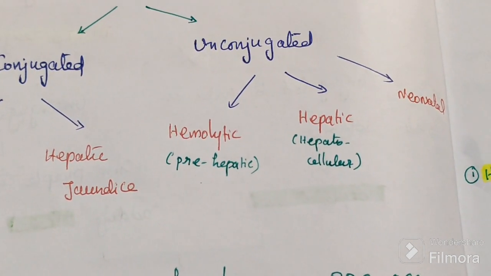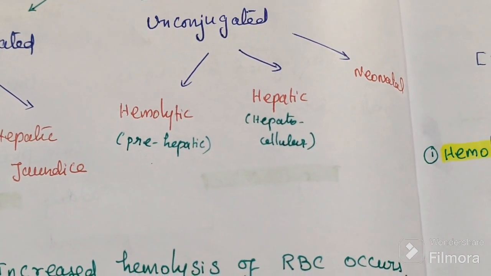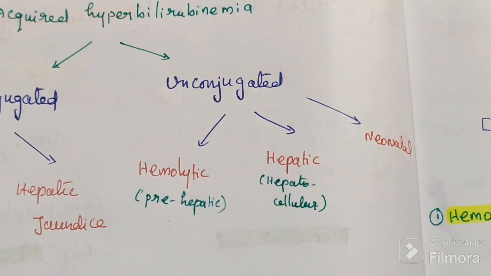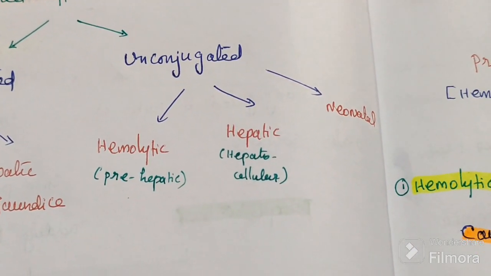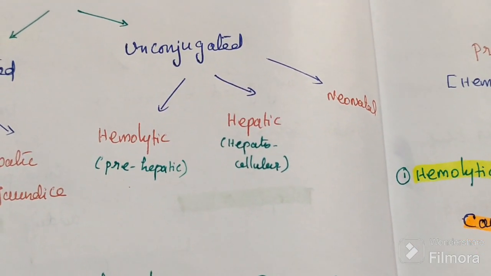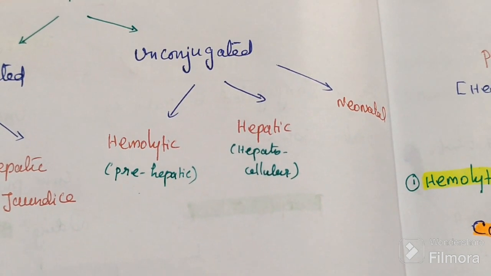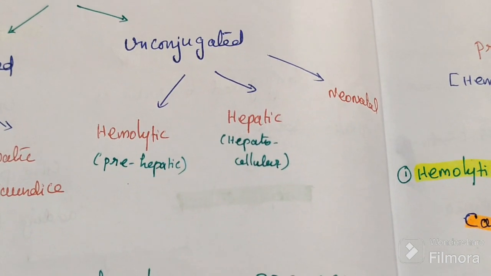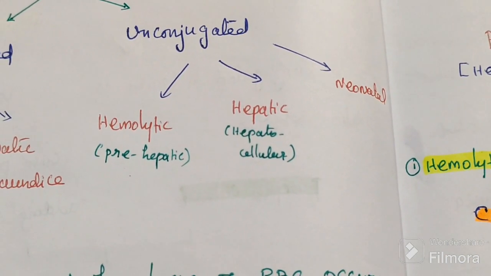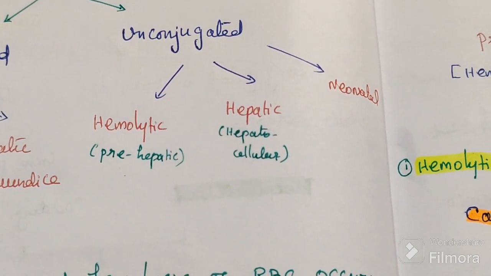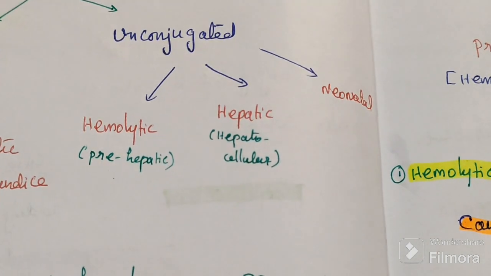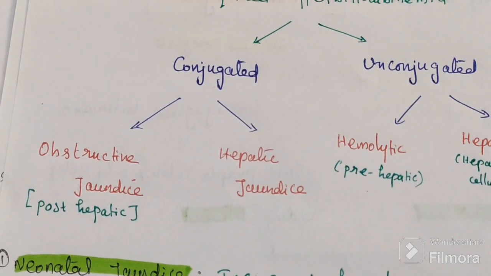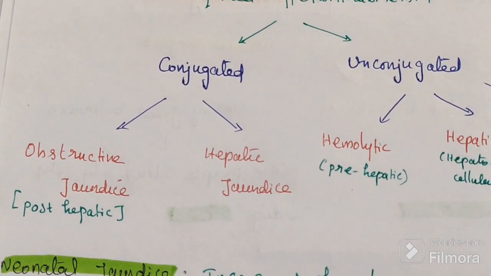Unconjugated has three types: hemolytic, hepatic and neonatal jaundice. Hemolytic jaundice has another name, pre-hepatic. Hepatic jaundice has another name, hepatocellular. Obstructive jaundice has another name, post-hepatic hyperbilirubinemia.